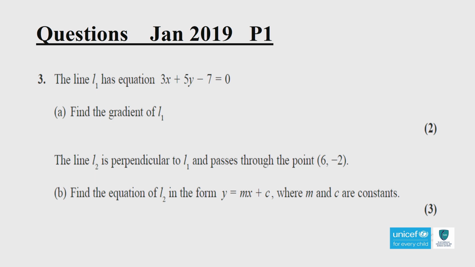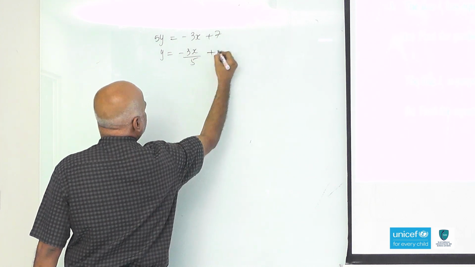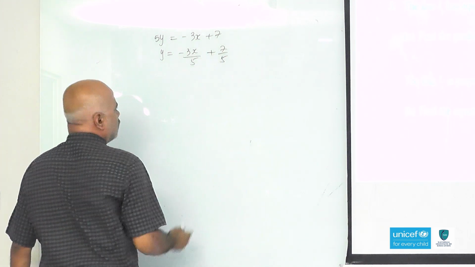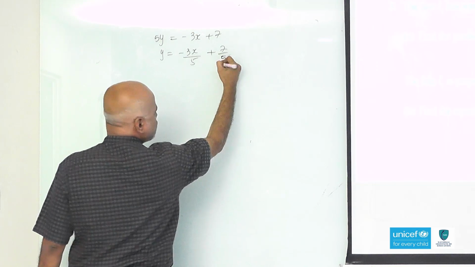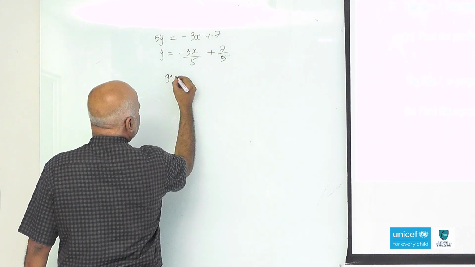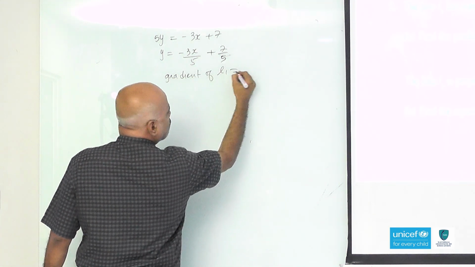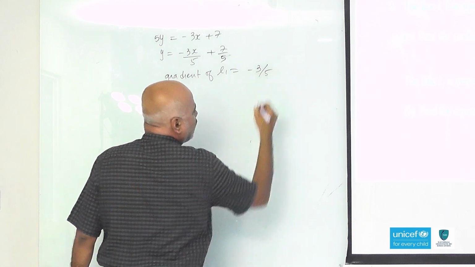That means 5y is equal to 3x to the other side, minus 7 to the other side. So, y is equal to minus 3x by 5 minus 7 by 5. So here the question is to find the gradient of L1 only. So the gradient of L1 is actually minus 3 by 5.